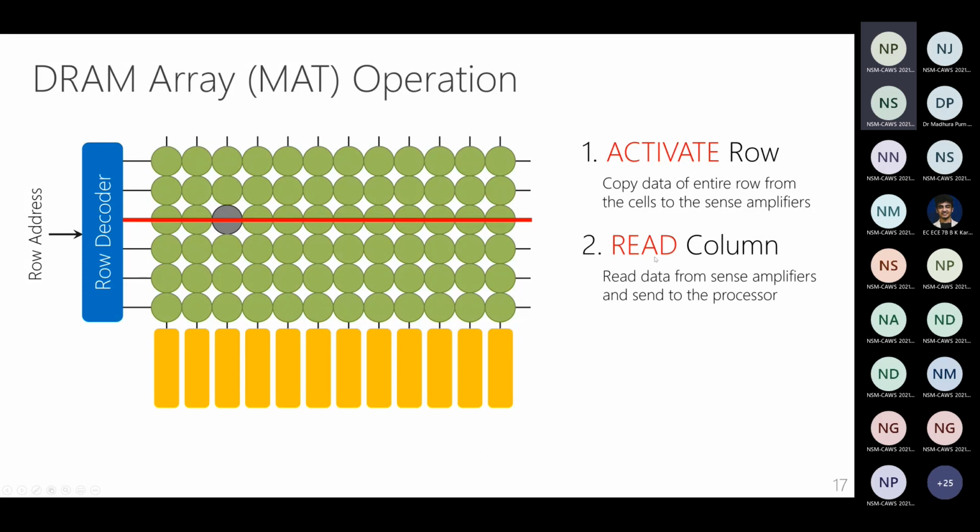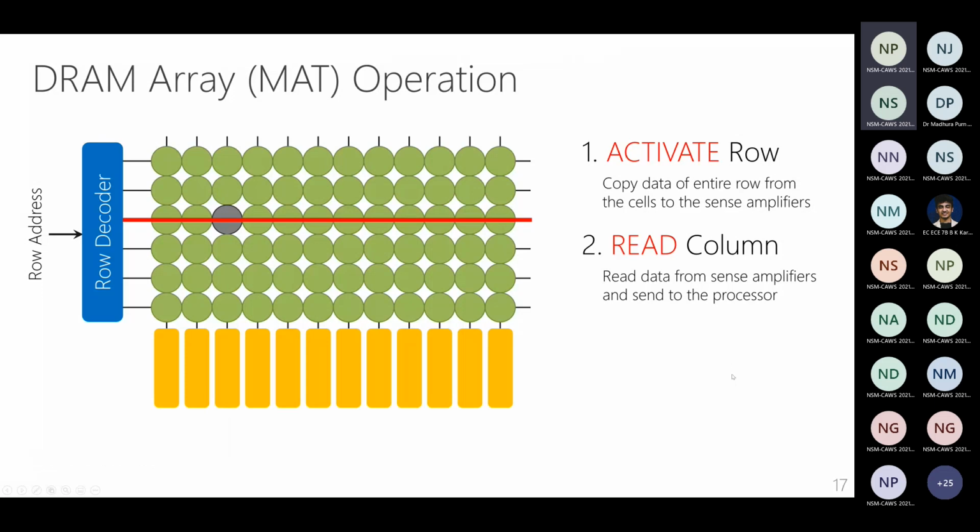The second operation is called read. Now I know I want to read this gray cell's data. The gray cell is in the third column, so the memory controller will now issue a read to the third column. Like I already discussed before, the sense amplifier is in a slightly more stable state, which means I can read data from the sense amplifier without worrying about it losing its state. So when the memory controller issues this read command, the DRAM array will read the data from the corresponding column and then send it out to the processor.